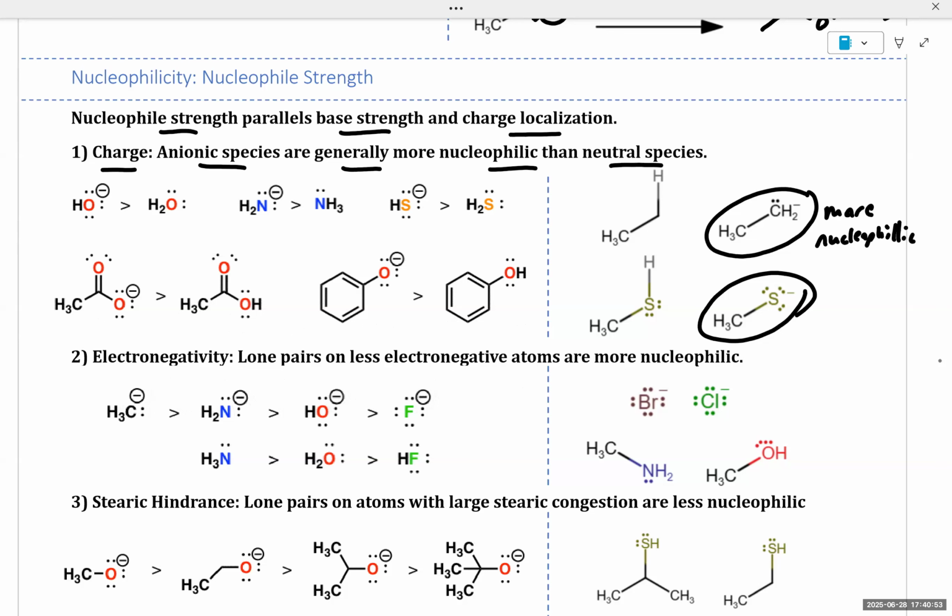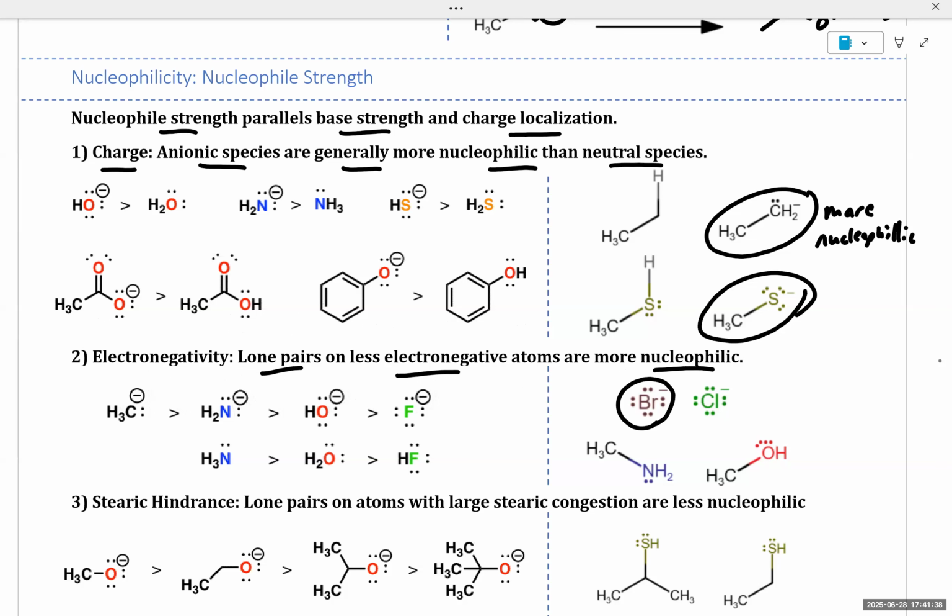Which makes sense because there's more localized negative charge, more electron density on your nucleophilic atom. In terms of electronegativity, lone pairs on less electronegative atoms are more nucleophilic. So for example, a carbon-centered anion, a lone pair on a carbon atom, is going to be more nucleophilic than a lone pair on a fluorine atom. So if we compare bromine and chlorine, bromine, or the bromide anion, will be slightly more nucleophilic than the chloride anion because bromine is less electronegative.